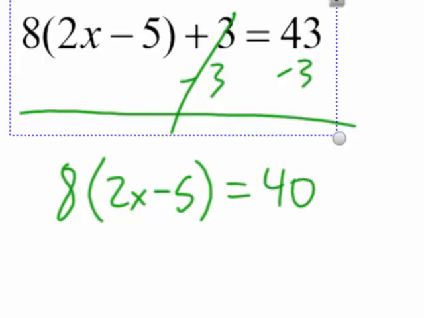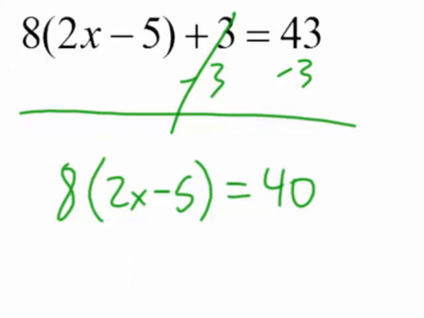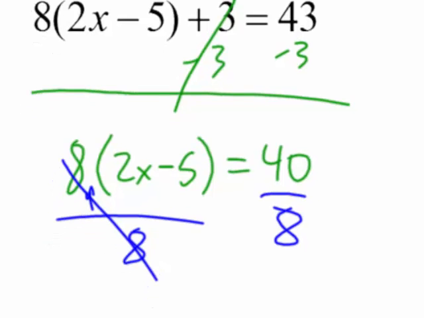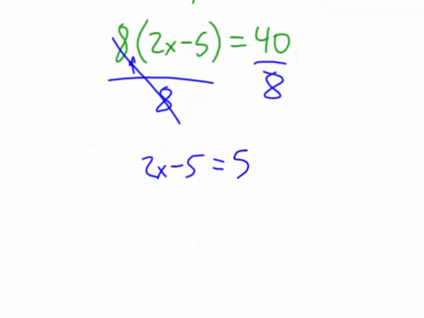Well, now since this subtracting is inside the parentheses, this is just considered one term right here when there's parentheses. So I'm down to one term, which means I could deal with multiplying and dividing. So I really could deal with this multiply by 8 and divide by 8 on both sides if I wanted to get rid of that, right? And I could say 2x minus 5 equals 5.